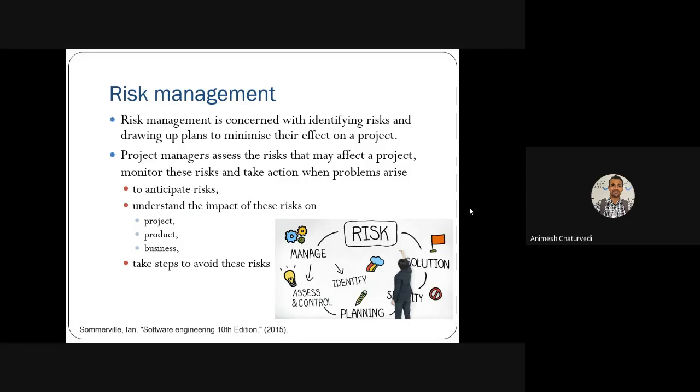Thereafter, the project manager is the person who actually deals with such risk and the effect of that risk on the project. The manager keeps on monitoring these types of risk and takes action whenever a problem takes place. What are the three things that a project manager does? It tries to check anticipated risk, and then it also understands the impact of these risks on three kinds of things: the project, the effect on the product, and the impact on the business. Then the project manager takes steps to avoid these types of risk.